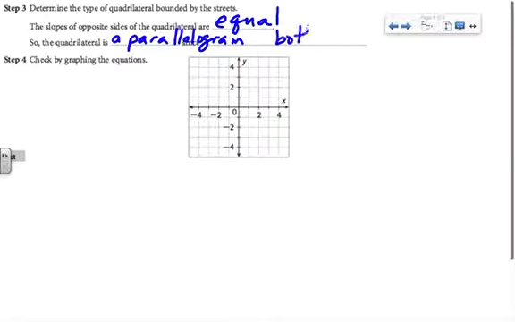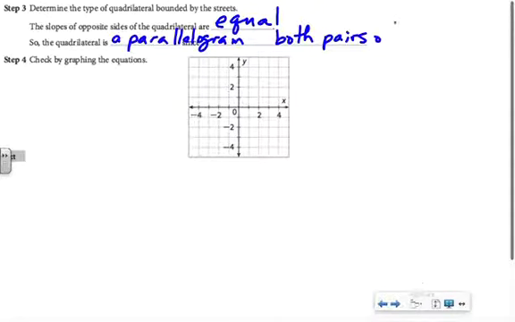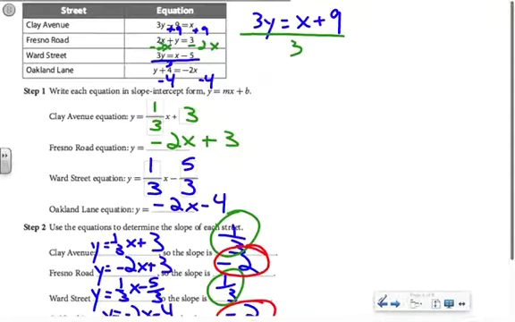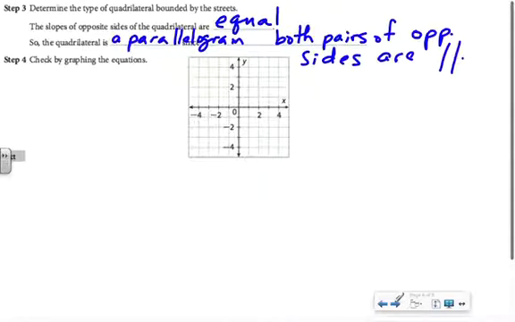Since both pairs of opposite sides are parallel. And then it says check by graphing the equation. So yes, you're expected to remember what you did in algebra last year. So first equation, Clay Avenue, 1/3 x plus 3. That means that my y-intercept is 3, and it has a slope of 1/3.